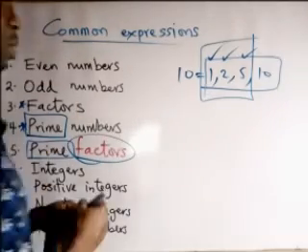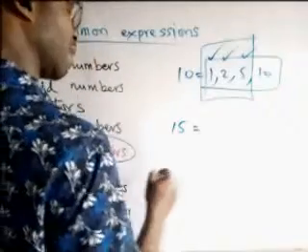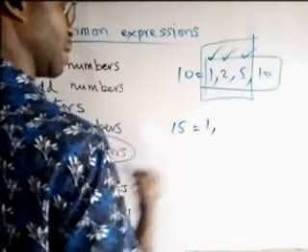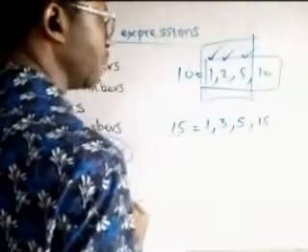Okay, let's take another one. Say we have 15. What are those things that can divide 15? 1 can divide 15 without a remainder. 3 can divide 15 without a remainder. 5 can divide 15 without a remainder. And 15 can divide itself without a remainder.